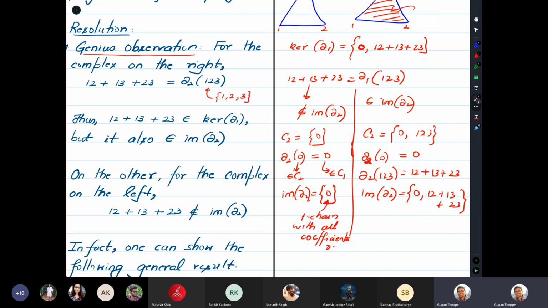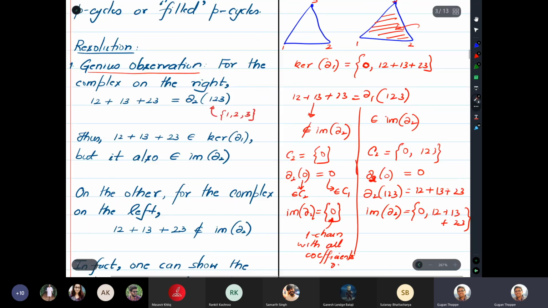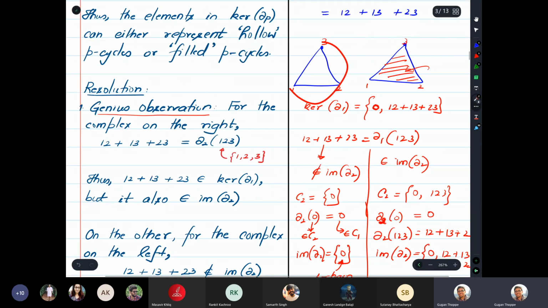So in some way, if we can combine both of these, the information present in both the kernel of ∂1 and the image of ∂2, I hope you agree that you will be able to distinguish between a simplicial complex which has a hole and a simplicial complex which doesn't have a hole. Is this okay? That is the genius observation: just by looking at the elements of the kernel of ∂1, we are not able to distinguish. However, if we additionally look at the image of ∂2, then in this example, we would be able to distinguish between these two situations.